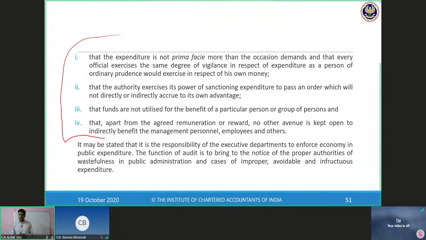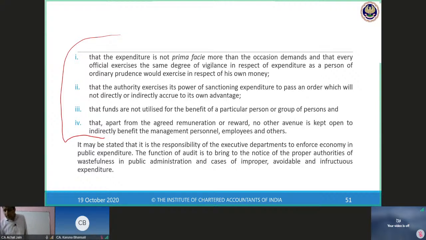That the authority exercises its power of sanctioning expenditure to pass an order which will not directly or indirectly accrue to its own advantage, because again it should not be for personal benefit or for the advantage of its own. That the funds are not utilized for the benefit of a particular person or a group of persons. Okay? And that apart from the agreed remuneration or reward, no other avenue is kept open to indirectly benefit the management personnel, employees and others.